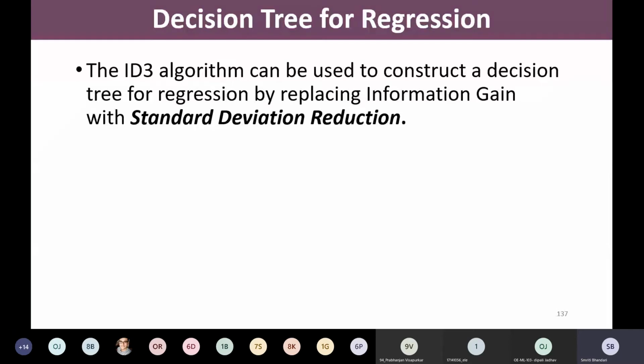In decision tree for regression, we are making use of another parameter, standard deviation reduction. So we are going to replace information gain in the original ID3 algorithm for classification with standard deviation reduction. Sometimes this is known as SDR, standard deviation reduction. So based on this parameter, we are going to build now the decision tree.